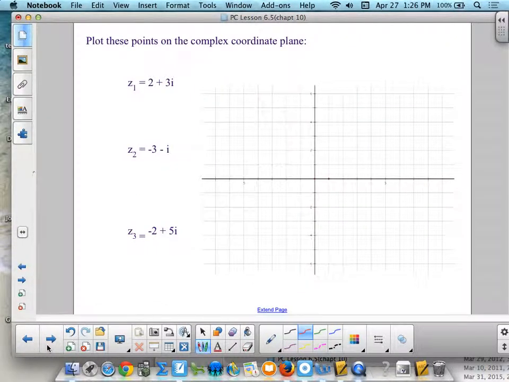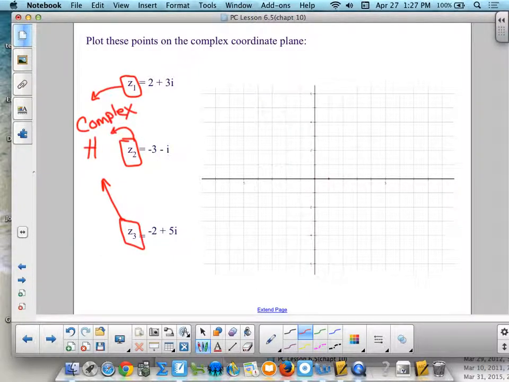All right, here you go. Let's graph 3 of them. By the way, get used to this. Z1, Z2, Z3, all the Z's that you're seeing, these are all just complex numbers. That's what the Z stands for. You have to graph how many complex numbers? 1, 2, 3. Go for it.